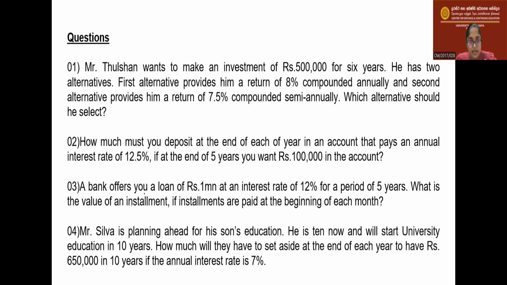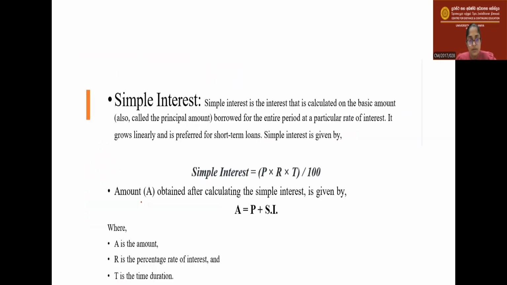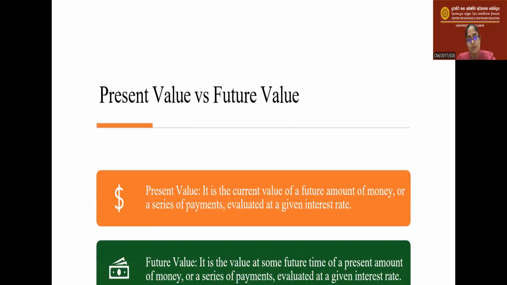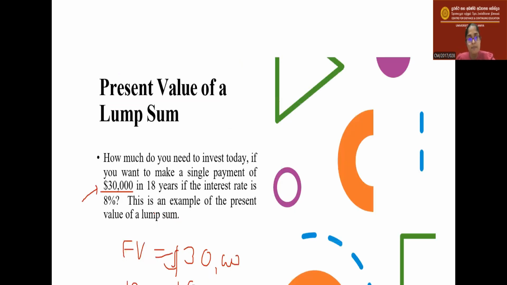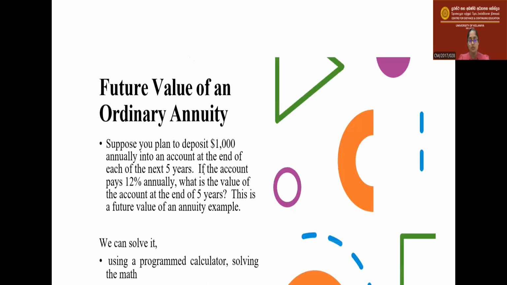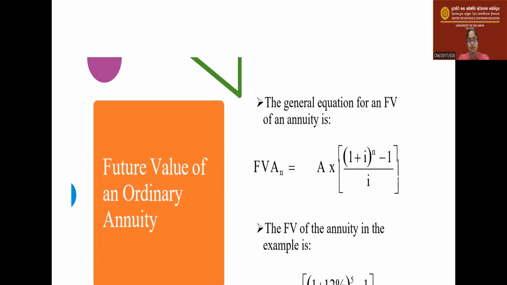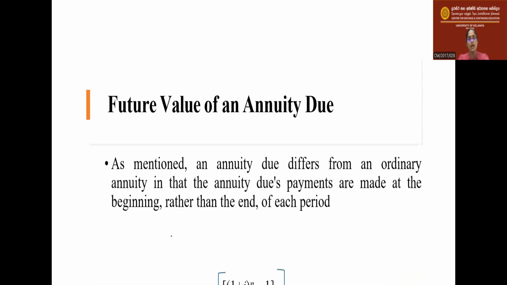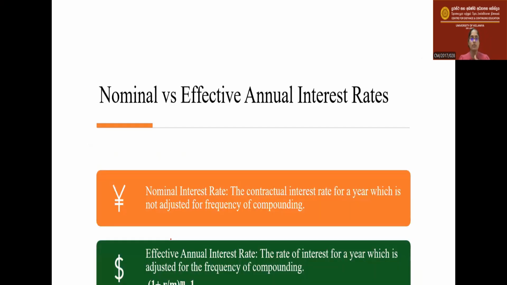Let's move on. If I go back to the beginning of the slides, we learned interest, simple interest rate, compound interest rates, future value, present value, and how to calculate them. Then we learned annuities, the equal payments in size, where the periods between each payment are equal in length. Two or more periodic payments we learn as annuities. We learned the types of annuities, ordinary annuity future value, present value of an ordinary annuity, and then the difference between the nominal interest rate and the effective annual interest rate.